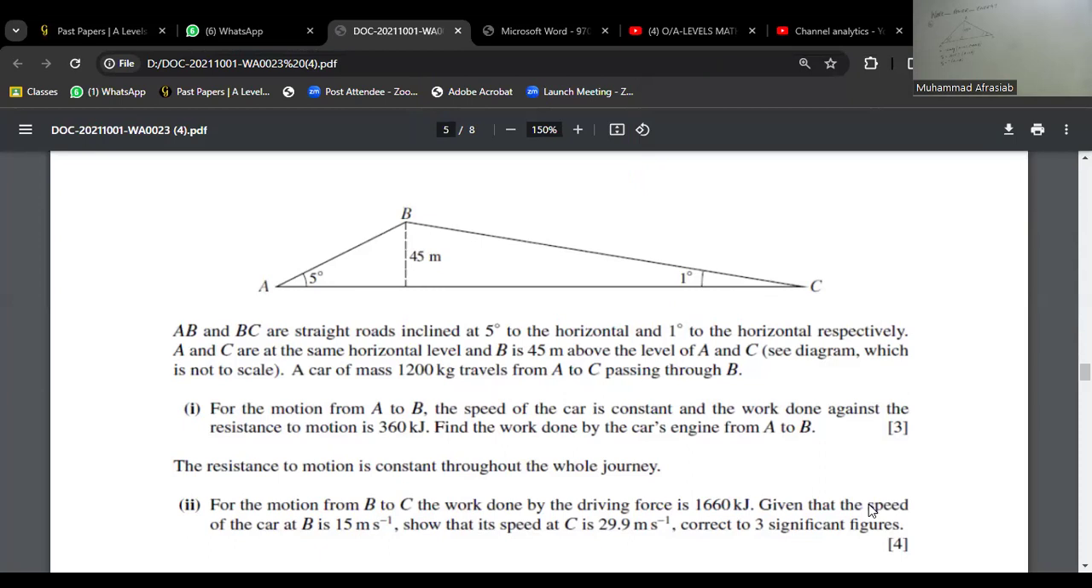A car of mass 1200 kg travels from A to C passing through B. First part: consider the motion from A to B. The speed of the car is constant and the work done against the resistance is 360 kilojoules. Find the work done by the car engine from A to B.